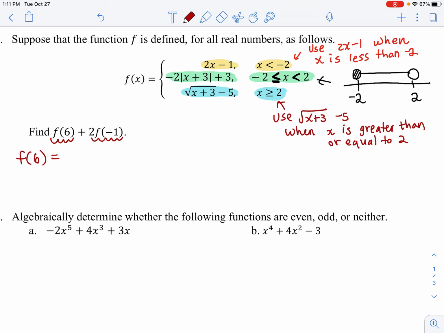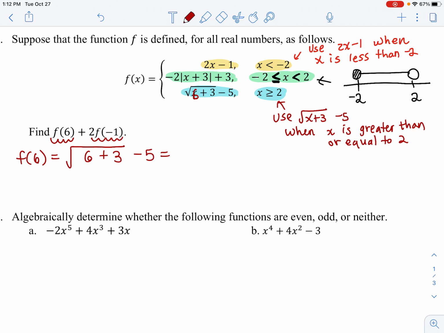Now look at 6. Is 6 smaller than negative 2? No. Is 6 in between negative 2 and positive 2? No, it's not. 6 is definitely greater than 2, right? So we're going to use this bottom piece right here, the blue highlighted one. Let me plug 6 into square root of x plus 3 minus 5. If I plug in 6 in here, that will be 6 plus 3 minus 5, right?